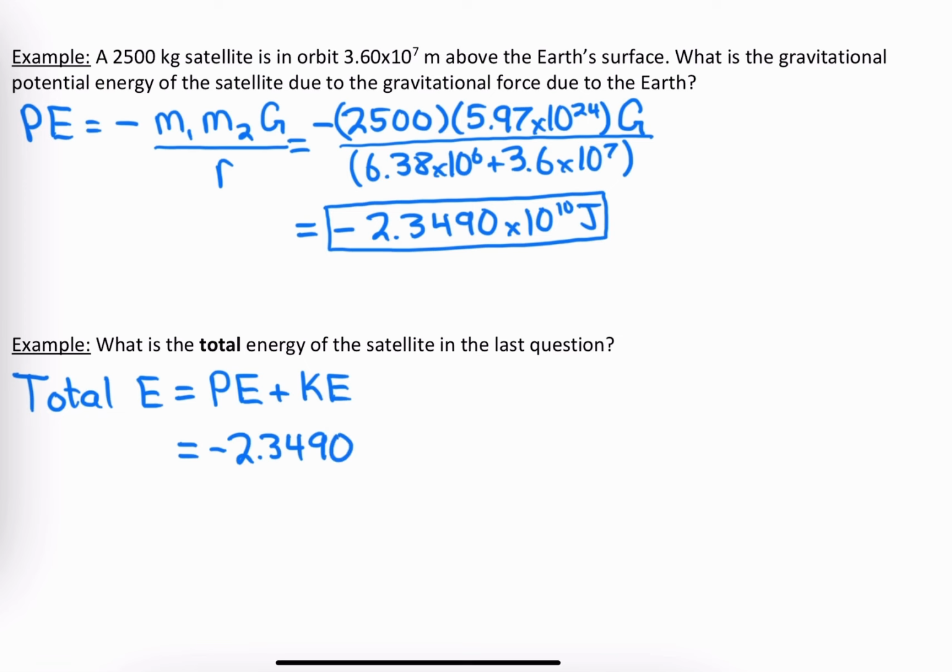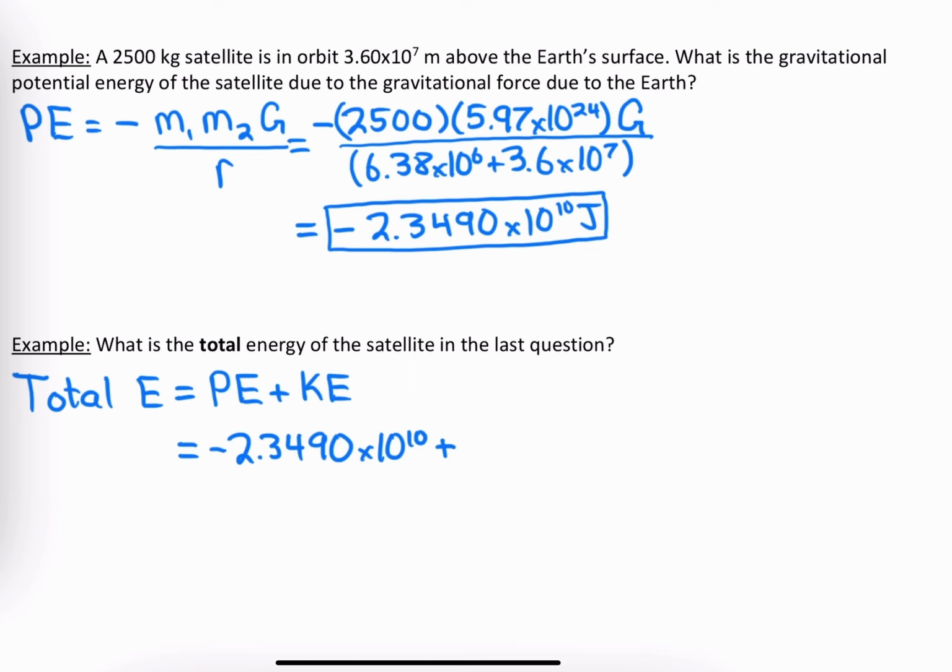Well, the potential energy of the satellite, we just figured out, negative 2.3490 times 10 to the 10. And the kinetic energy, well, we could calculate that. But we probably have to make some space for that. So let's do that somewhere else on our page.